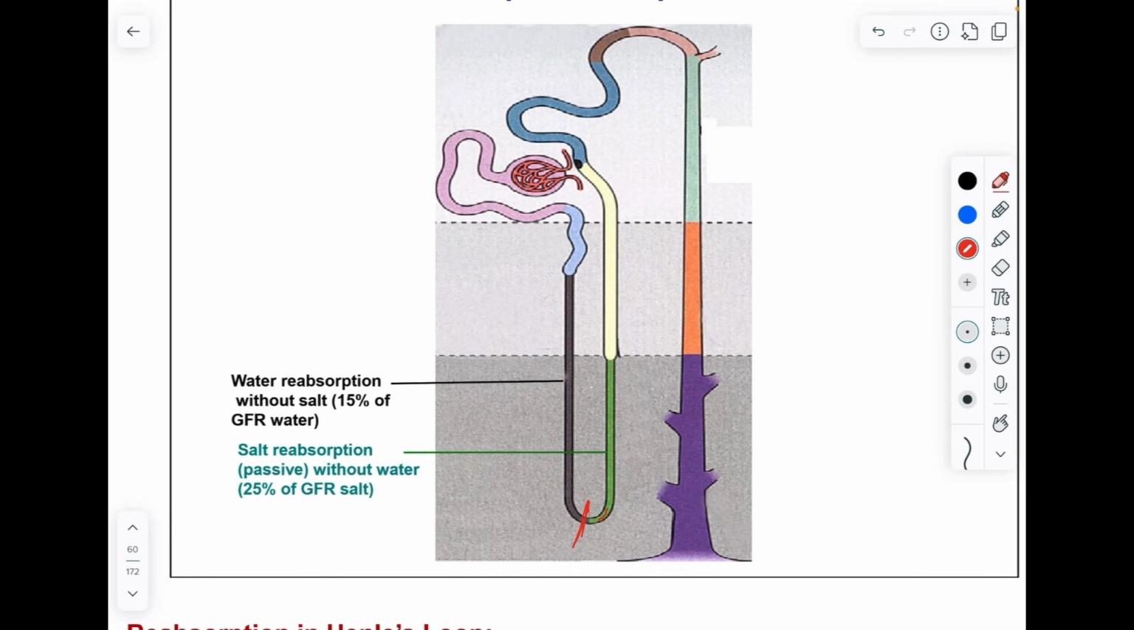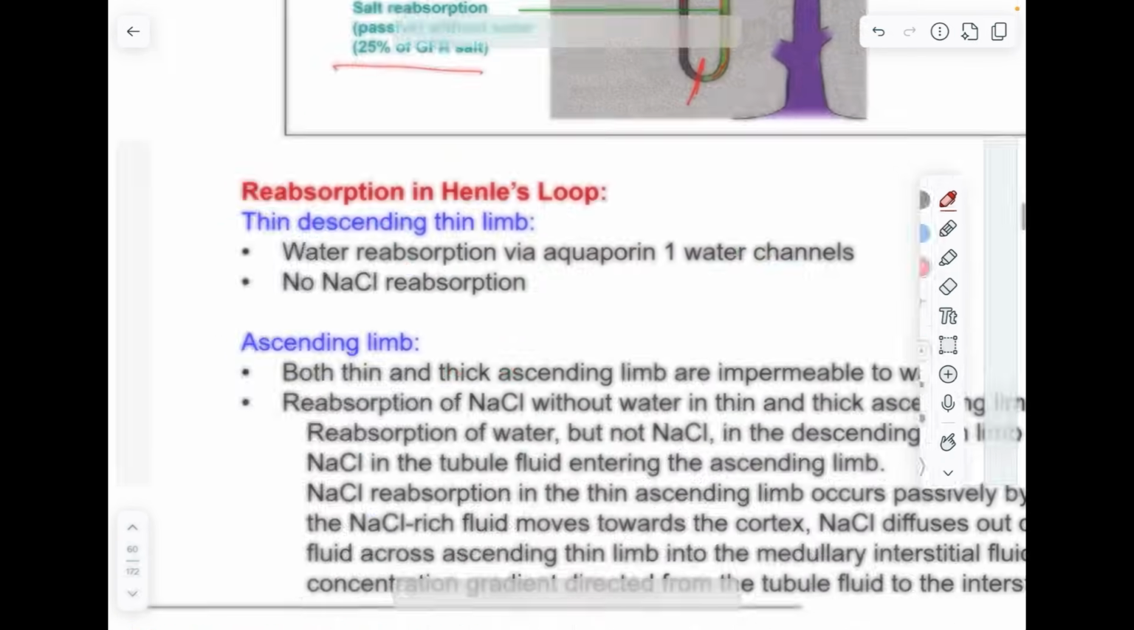But the ascending, we are impermeable to water, but we are permeable to salt. So 25% of the salt will be reabsorbed. What does that lead to? Now think with me. If you have 15% of water reabsorbed here, but then 25% of salt has been reabsorbed here, it means we absorbed more salt than water, right? And then the fluid that's reaching here is hypertonic, hypotonic, or isotonic? It will be hypotonic. Why? Because we got rid of salt, but we maintained water. So it will be hypotonic.